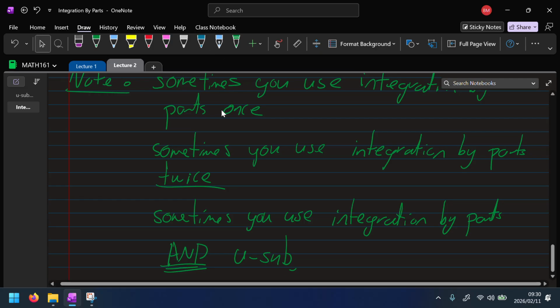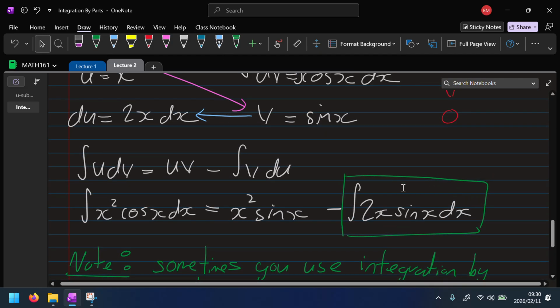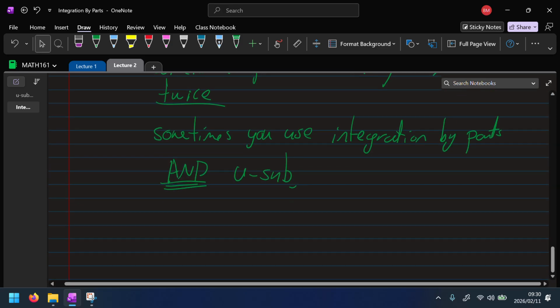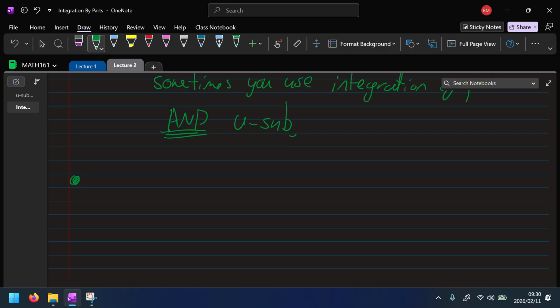Sometimes it is easy, sometimes it's more difficult, but expect things like this, where you use one technique and then use another. Okay, so let's get back to this one. So let's look at this integral, integral 2x sine x dx, and we're going to do integration by parts again. So I'll just put a green dot here. We're continuing with that integral.